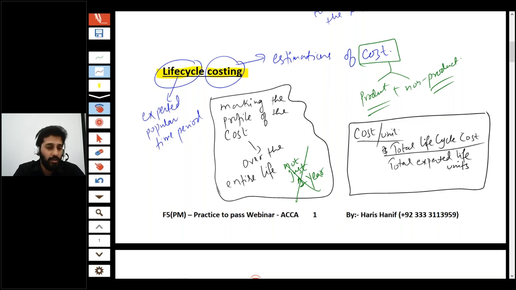Total expected life cycle units, right? So this is total life cycle cost, total expected life units. This is the way to calculate the cost per unit in a life, right?